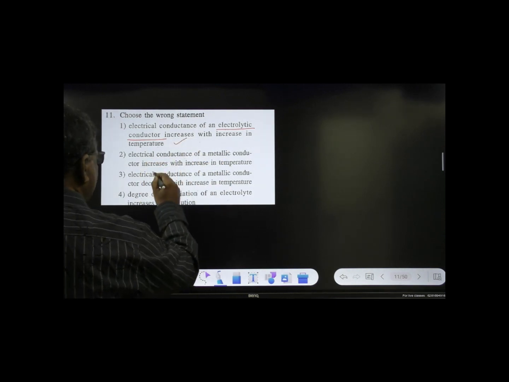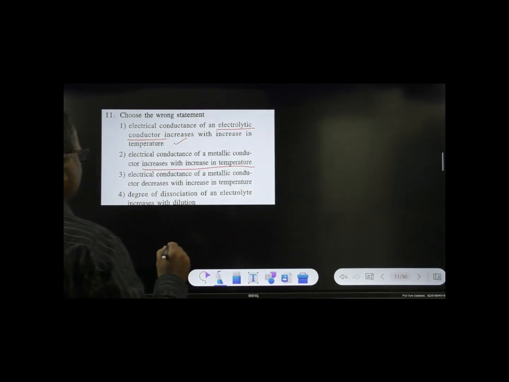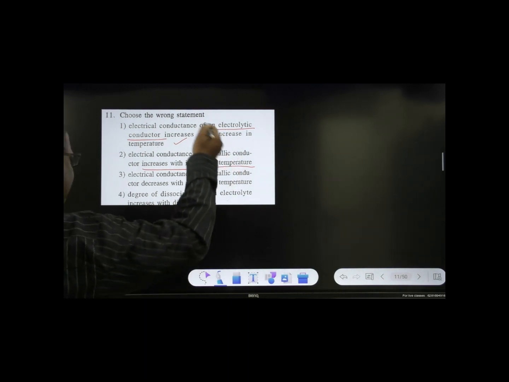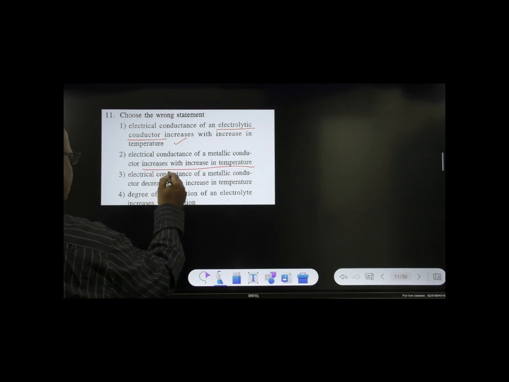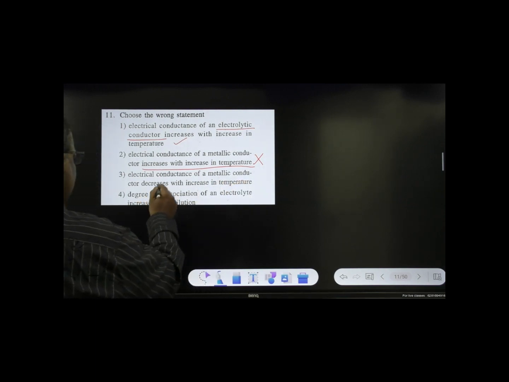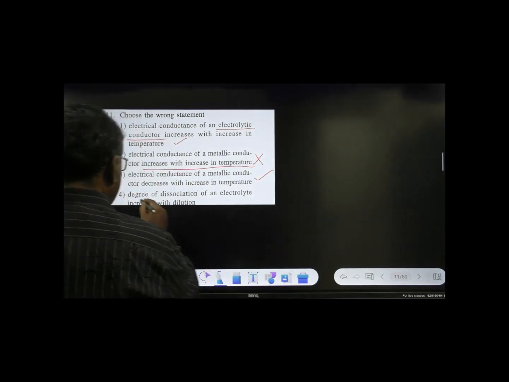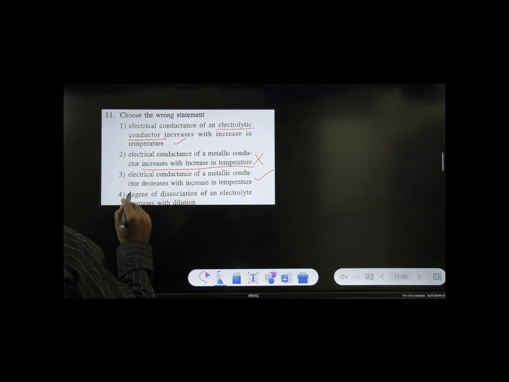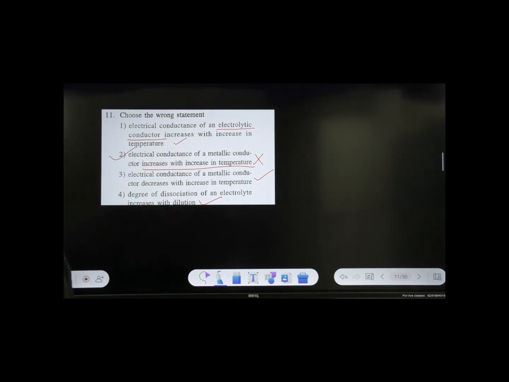Electrical conductance of a metallic conductor increases with increase in temperature. This is wrong. In a metallic conductor, increase of temperature decreases the conductance. So, this is the wrong statement. Electrical conductance of a metallic conductor decreases with increase in temperature. Yes, this is correct. Degree of dissociation of an electrolyte increases with dilution. This is also correct. So, they are asking to choose the wrong answer. So, the second option is correct.